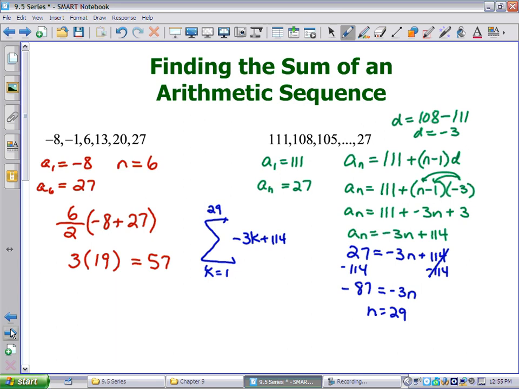All right, so if we want to find the sum here, take your first term, which was 111, plus the last term, which was 27. That's in parentheses. And we're going to multiply that by our n divided by 2, which was 29 divided by 2. When you work this out, our sum is going to come out to be 2001.